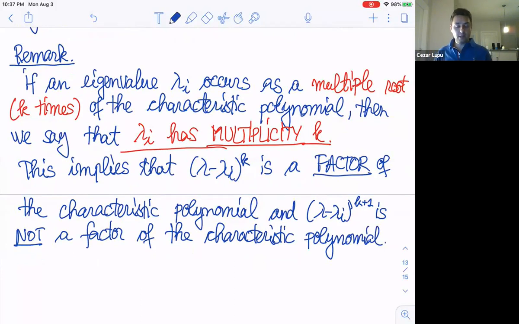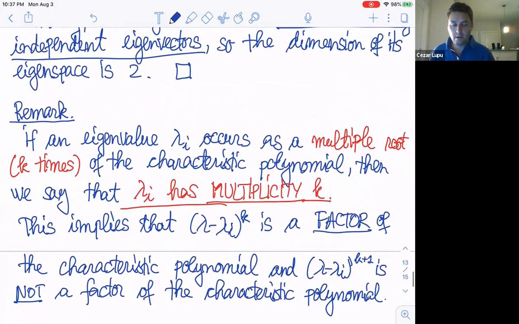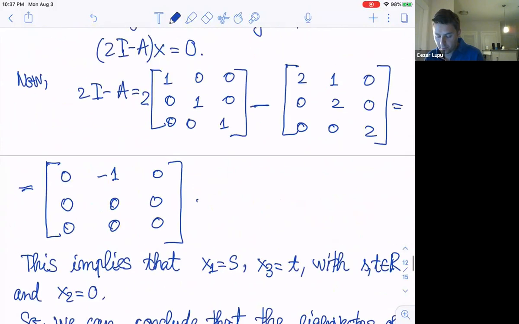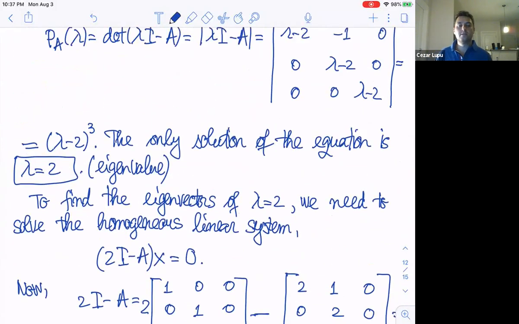Well, as we have seen in this previous example, the eigenvalue lambda equals 2, if we look back again, you see, was the root of this characteristic polynomial, lambda minus 2, everything cubed. In this case, we can say that lambda equals 2 has multiplicity 3. And the dimension of the eigenspace of the eigenvalue lambda equals 2 is 2. All right.